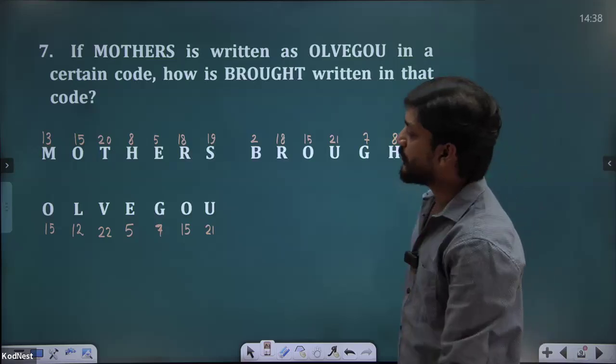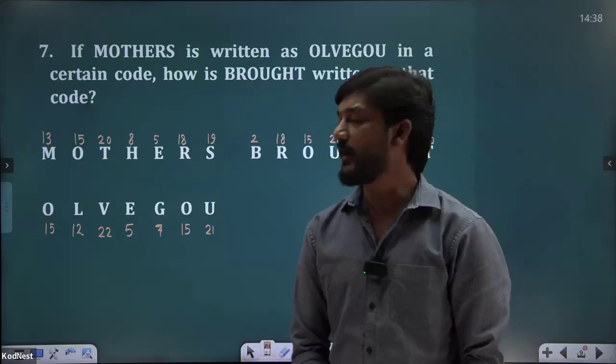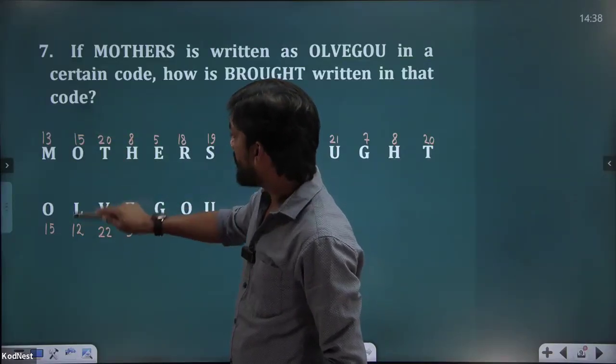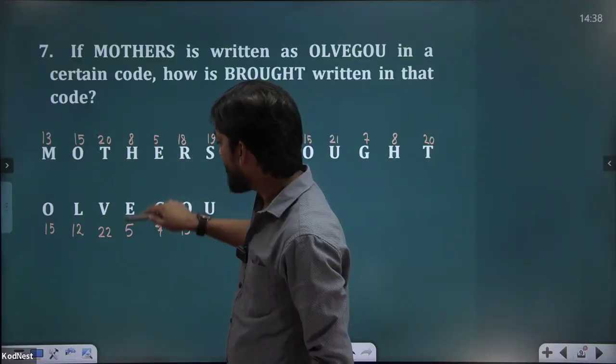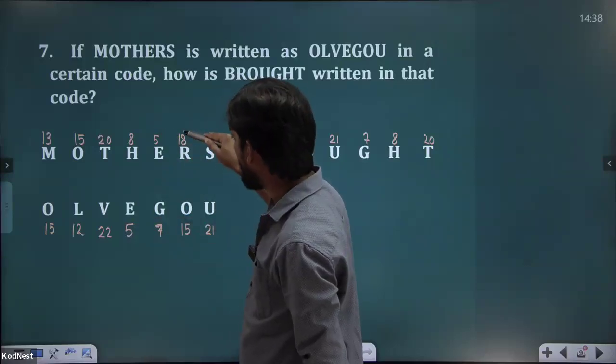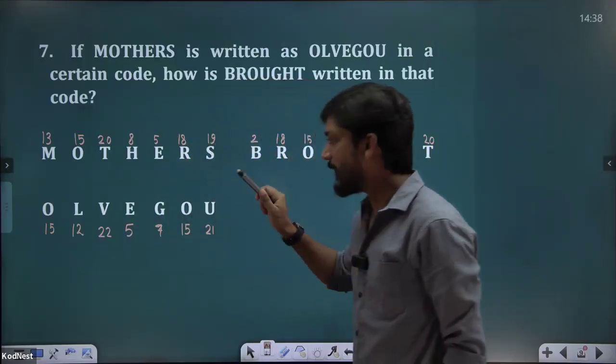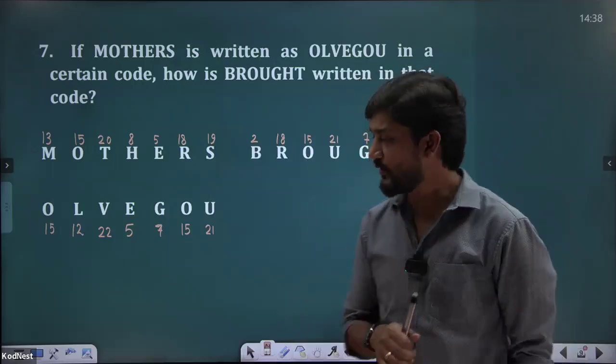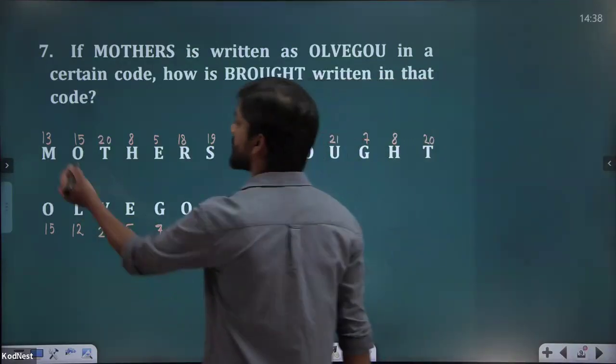All right. So first I will try to see in the forward way, are the numbers close? So 13 and 15 are close, 15 and 12 are close, 20 and 22 are close, 8 and 5 are close, 5 and 7 are close, 18 and 15 are close, 19 and 21 are close. So yes, the numbers are close to each other. So we can conclude it is a forward pattern.